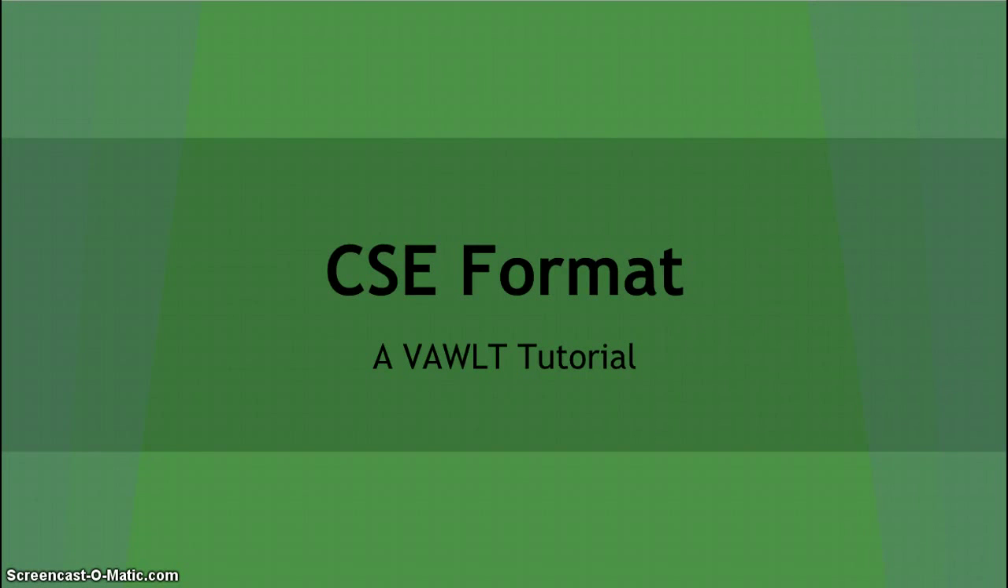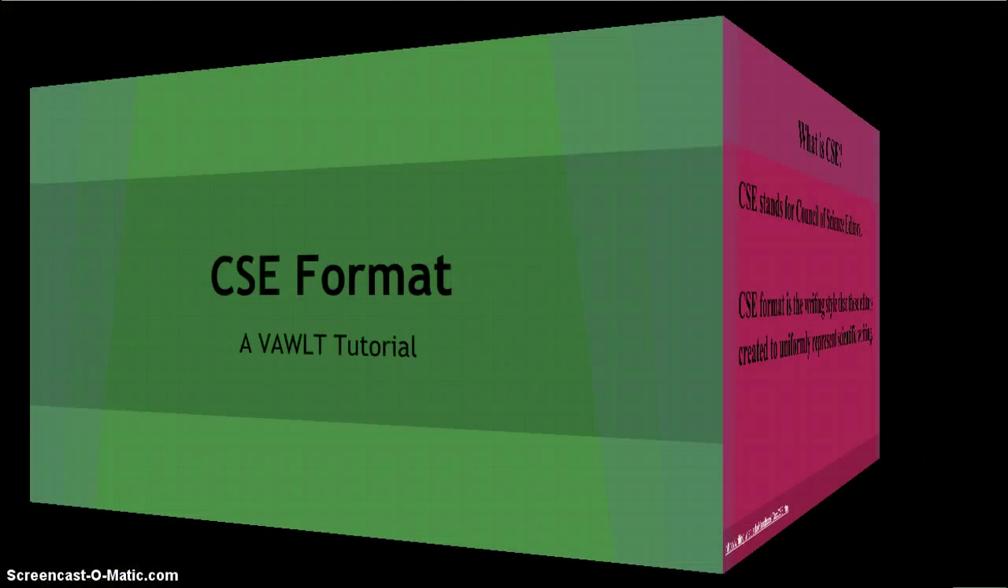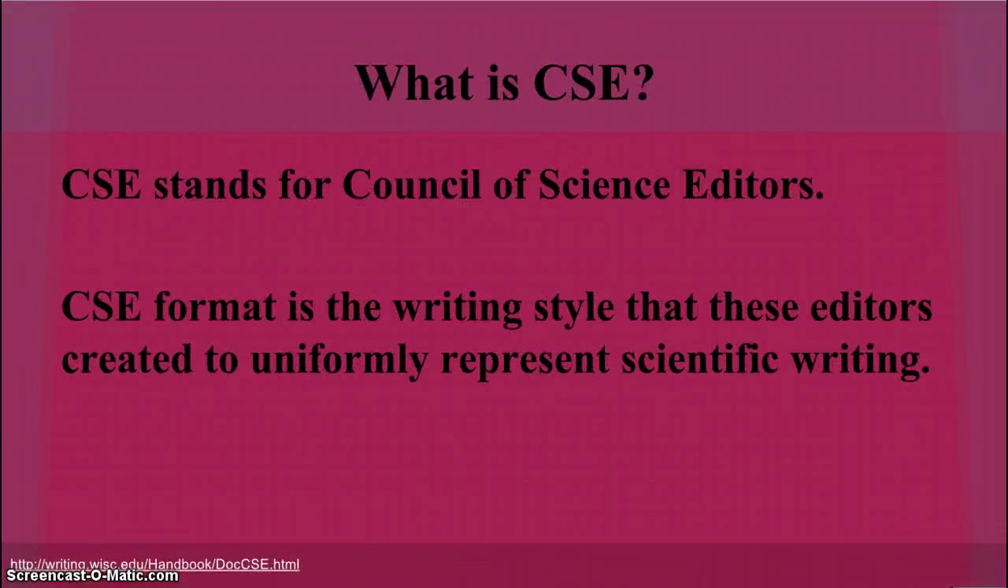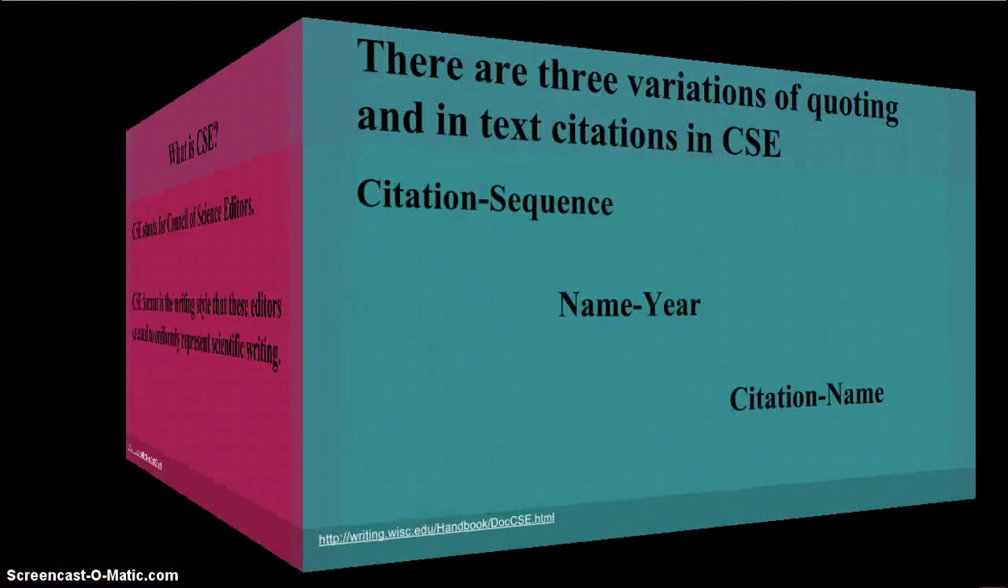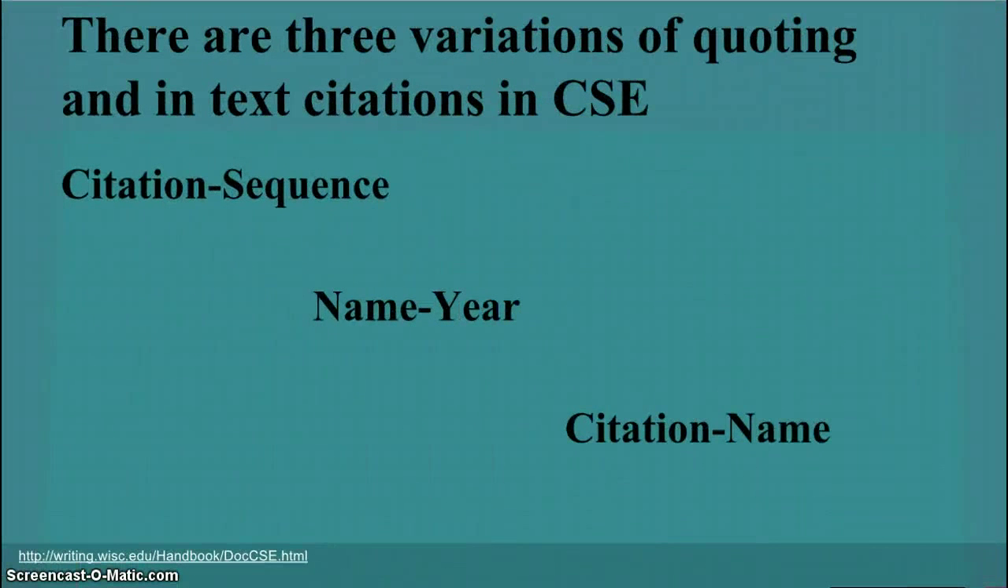Today we will be going over CSE Format. What is CSE Format? CSE stands for Council of Science Editors. CSE Format is the writing style that these editors created to uniformly represent scientific writing. The in-text citations and end references for CSE can be structured three different ways: citation sequence, name year, and citation name.